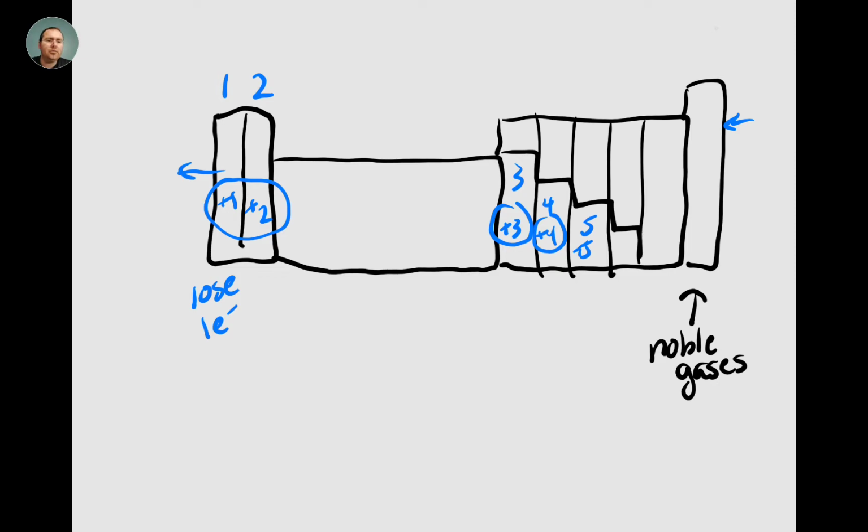The opposite is also true for nonmetals. If you're, say, a halogen over here, you're just going to move over 1 if you're in, say, group 17.